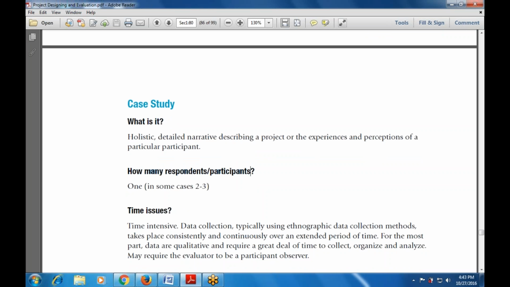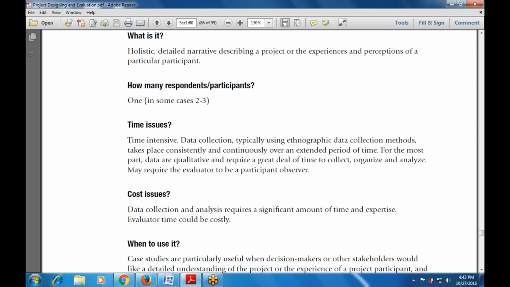Now, how many respondents or participants are available in a case study? It typically ranges from 2 to 3, so not more than 3 and not less than 2. So 2 to 3 people are used as the respondents or participants of the case study. Now, it is very time intensive. It is very time consuming.